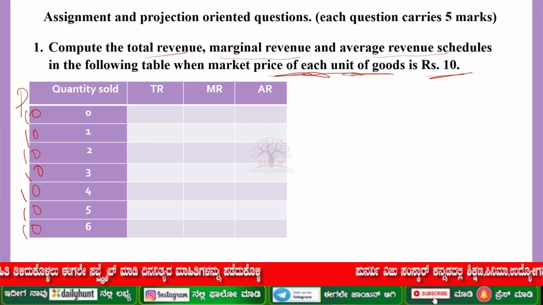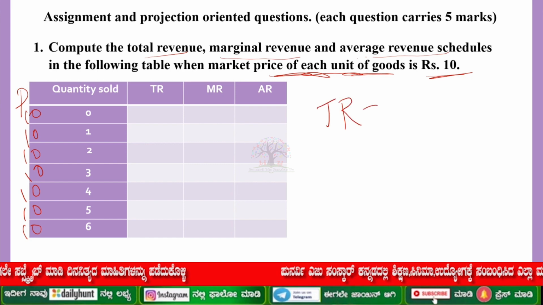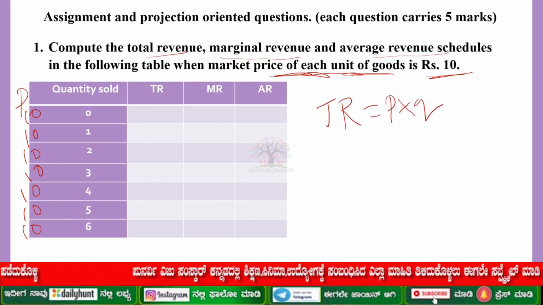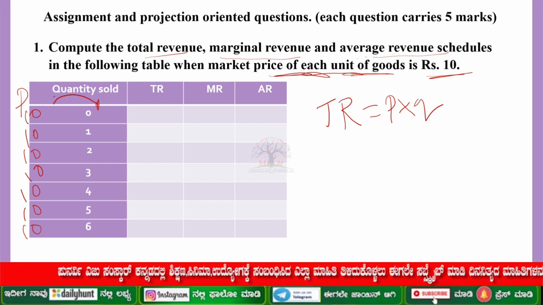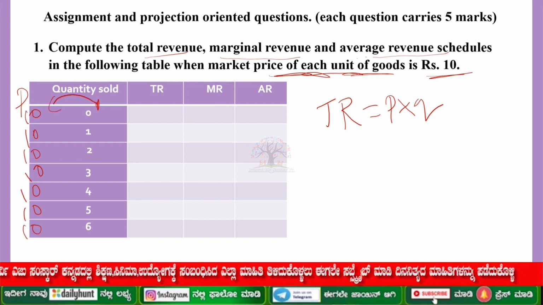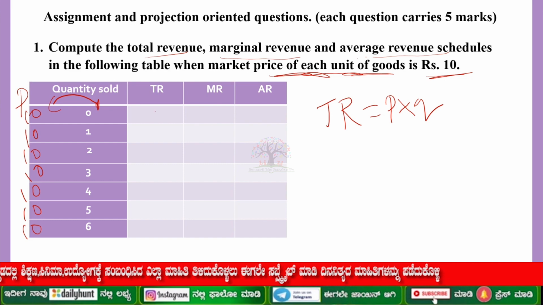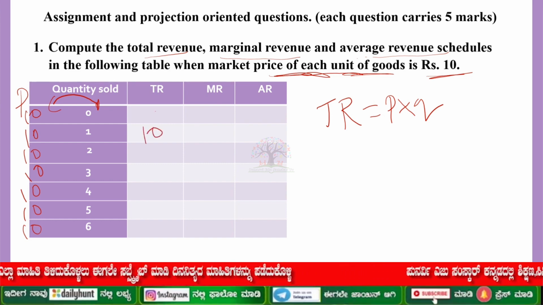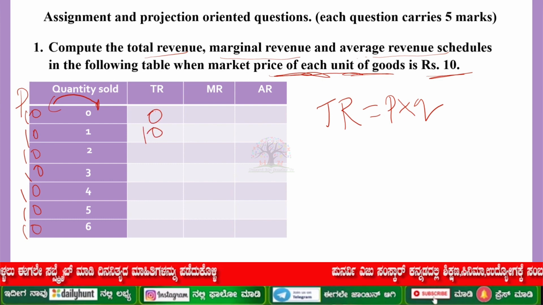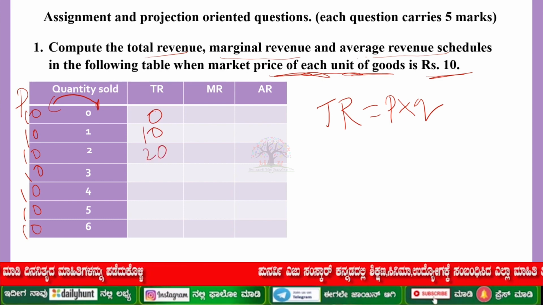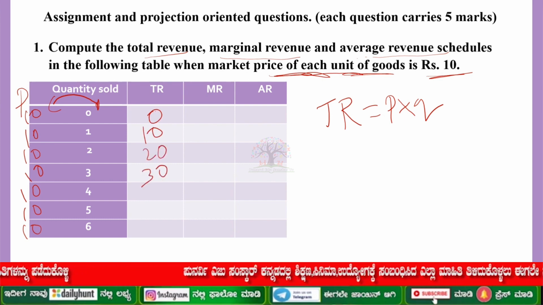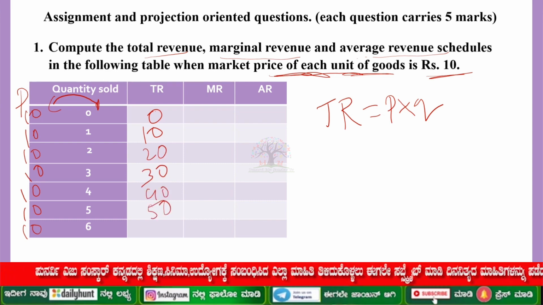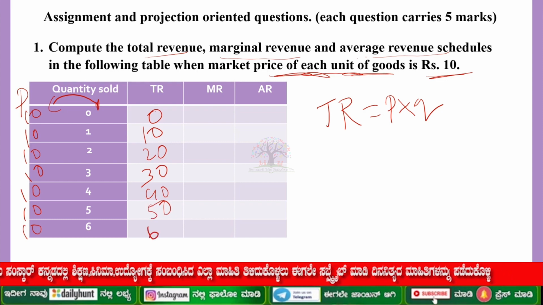Okay, we need to find out TR. We know that TR is equal to P into Q. So multiply these two, quantity with the price. If you multiply, you will get TR. So 0 into 10 is 0. 1 into 10 is 10. Then 2 into 10 is 20. 3 into 10, 30. 4 into 10, 40. 5 into 10, 50. 6 into 10, 60.